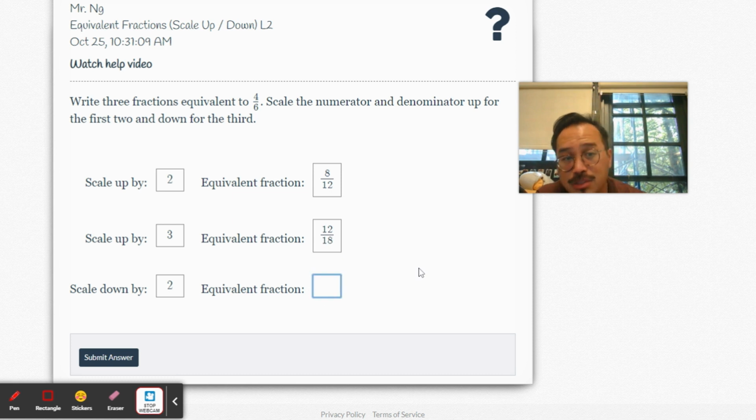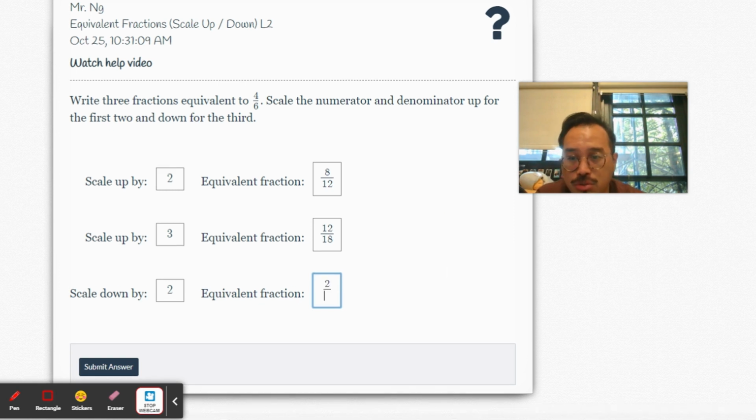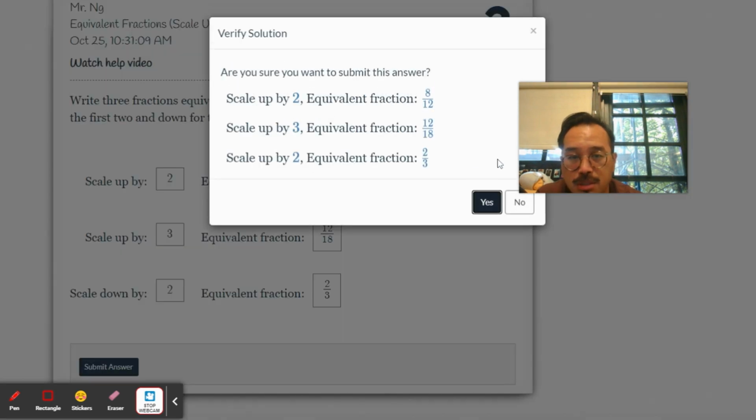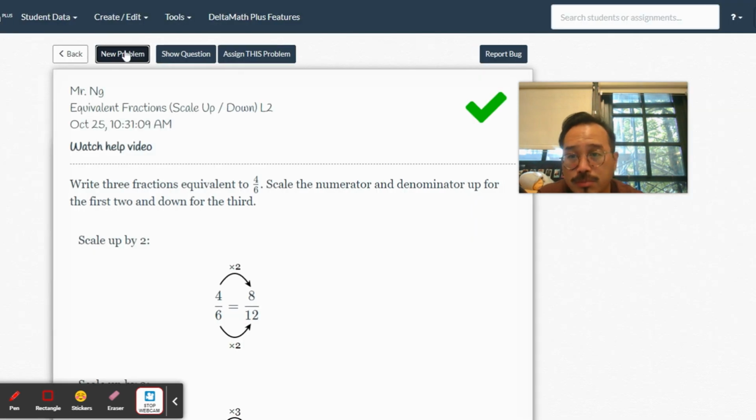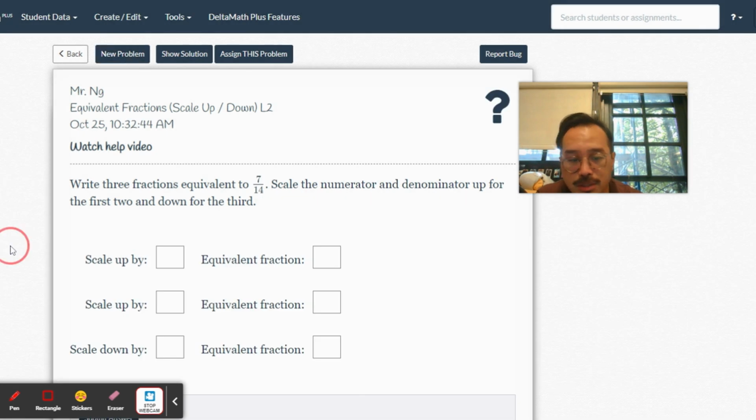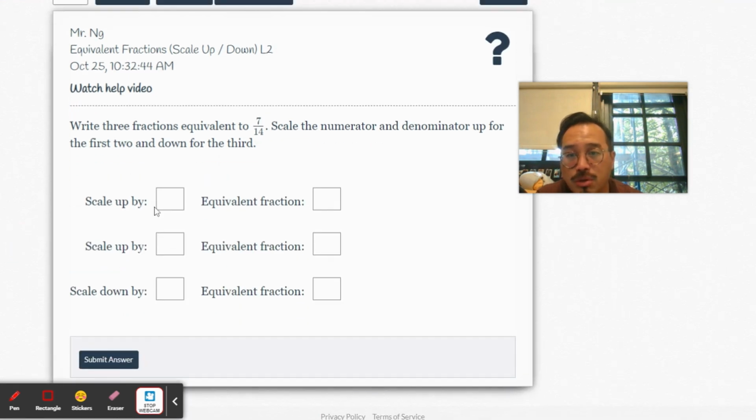All right. Now for this last one, I'm simply reducing, really, because it's only 4 over 6, not a big number. So we're going to reduce it. 4 divided by 2 is 2. 6 divided by 2 is 3. Okay, so I'm going to submit the answer. Looks good. Okay, let's just do one more. Tomorrow I'll make it easier. I'll just go over one with you.